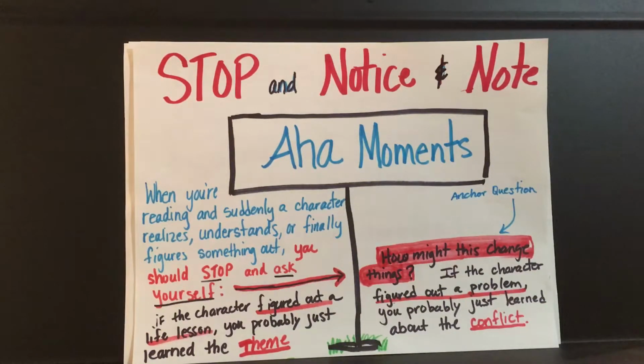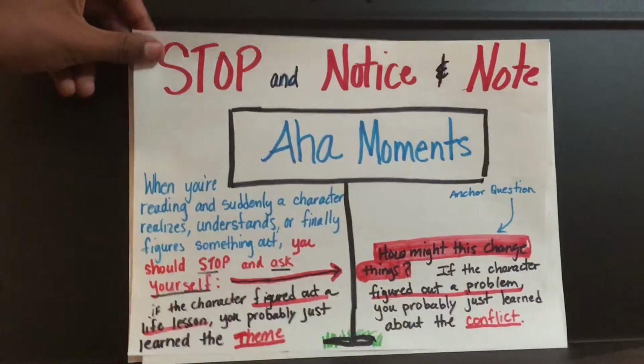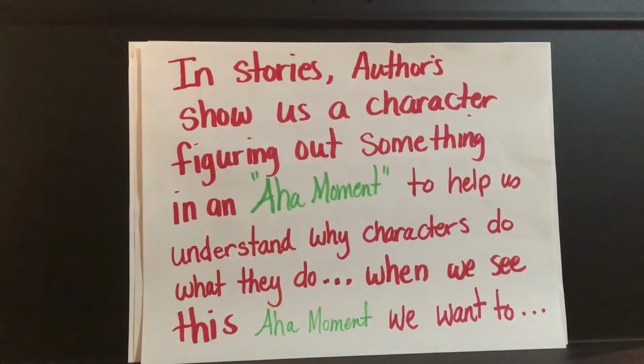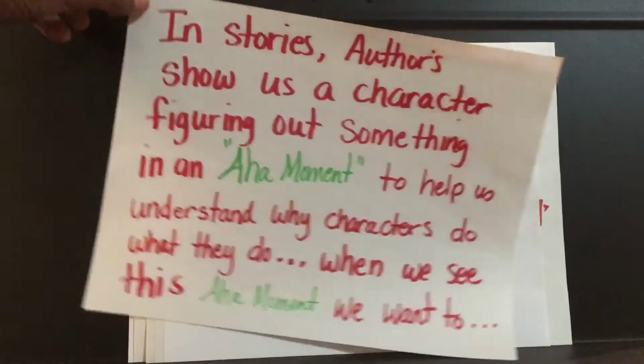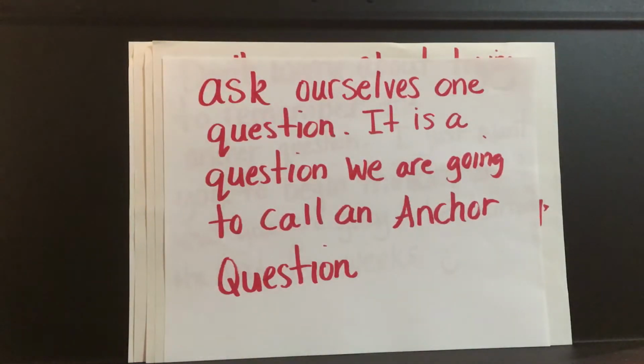If the character figured out a problem, you probably just learned about the conflict. If the character figured out a life lesson, you probably just learned the theme. In stories, authors show us a character figuring out something in an aha moment. To help us understand why characters do what they do, when we see this aha moment, we want to ask ourselves one question. It is a question we are going to call an anchor question.